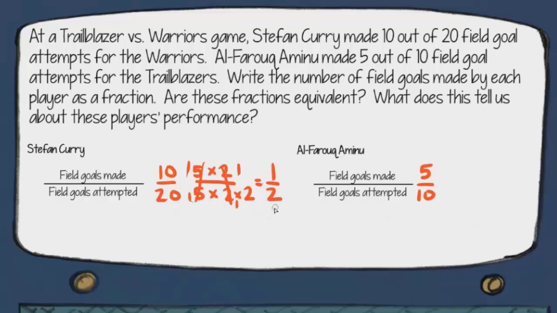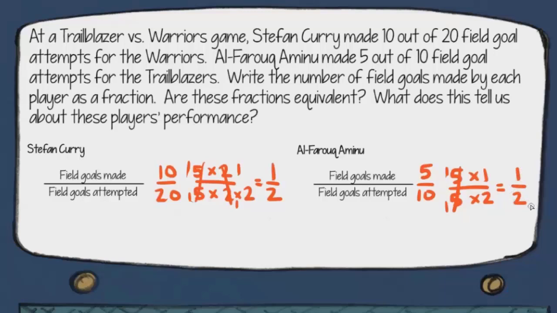Down there to Al-Farouq, we can factor 5 out into 5 times 1. The 10 we can factor into 5 times 2. Do you see any copycat ones? Yep, the 5 matches up. We can divide them out and replace them with a 1. Now when we multiply, we can see his shots are similar to Stephen's, 1 out of 2.